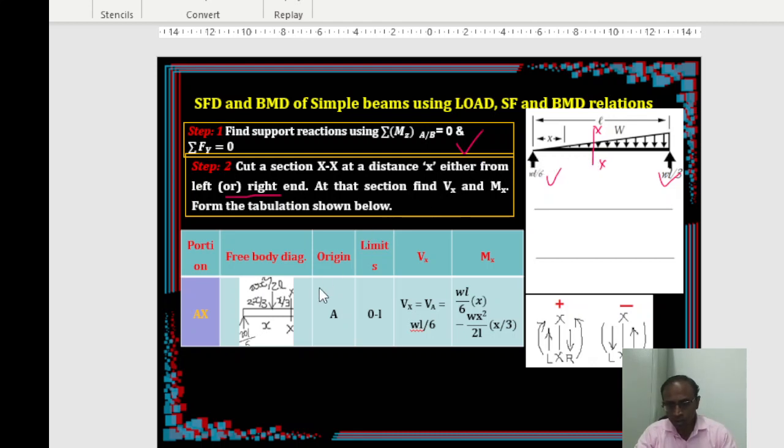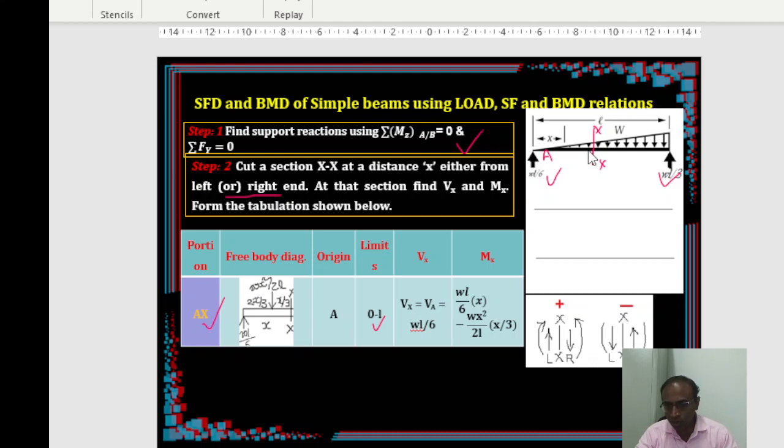You take one section, which is sufficient because the load is uniformly varying till the end and no other loads come in between. Single section AX valid from 0 to L. Origin can be A, that is the left end. Now you take the free body diagram of this.